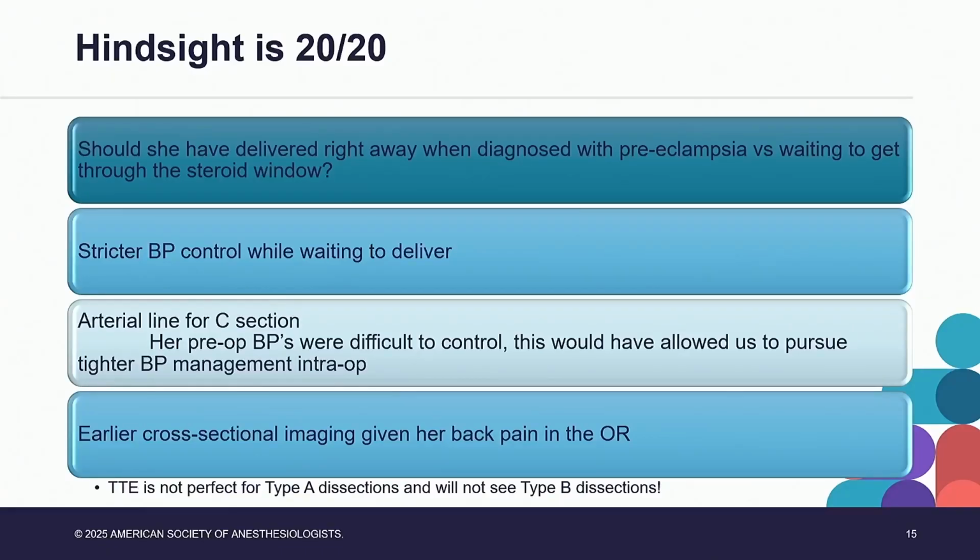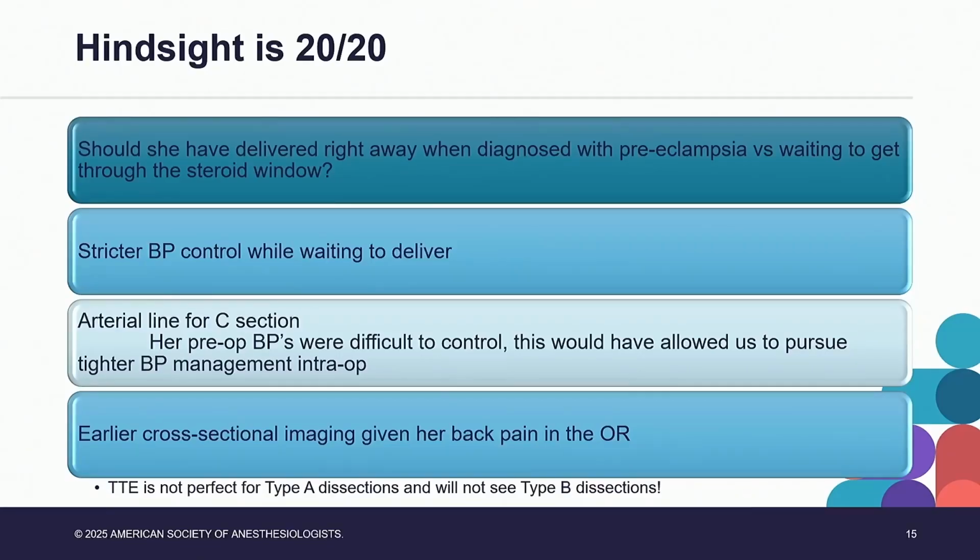A blood pressure cuff probably would have given us a good idea of what was going on, right? We knew she was hypertensive. We probably should have managed her blood pressure a little more aggressively. Should she have delivered right away, or should she have gotten steroids, right? This is a balance between baby and mom and what's the best for each one of them. But the thing I think would have made the most difference is stricter blood pressure control while she was in that steroid window, because I think she sat there and she was hypertensive for several days. And so that, to me, was the biggest lesson learned.